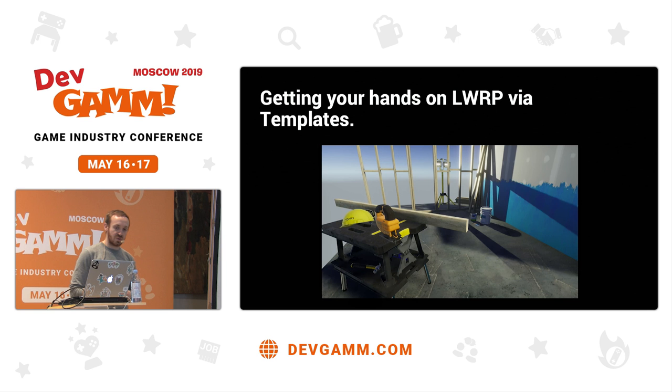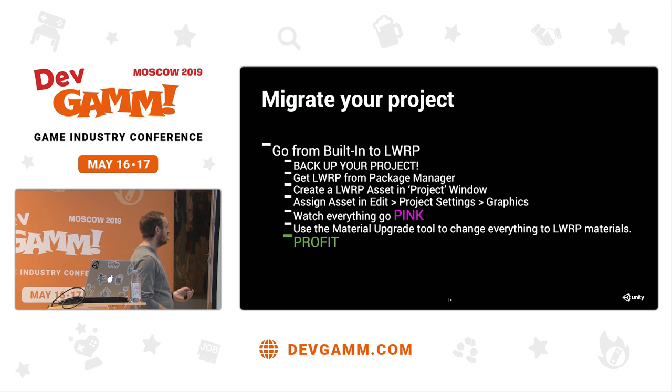You can also migrate your project. So what we're going to do right now is open a project that's just in the built-in render pipeline. I'm going to back it up, of course. Get Lightweight Render Pipeline from Package Manager, and create the Lightweight Render Pipeline assets. Then I'm going to assign all of my rendering under this asset, and everything will go pink and look terrible. And then I'm going to use the upgrade tool and show you the difference. Cool.